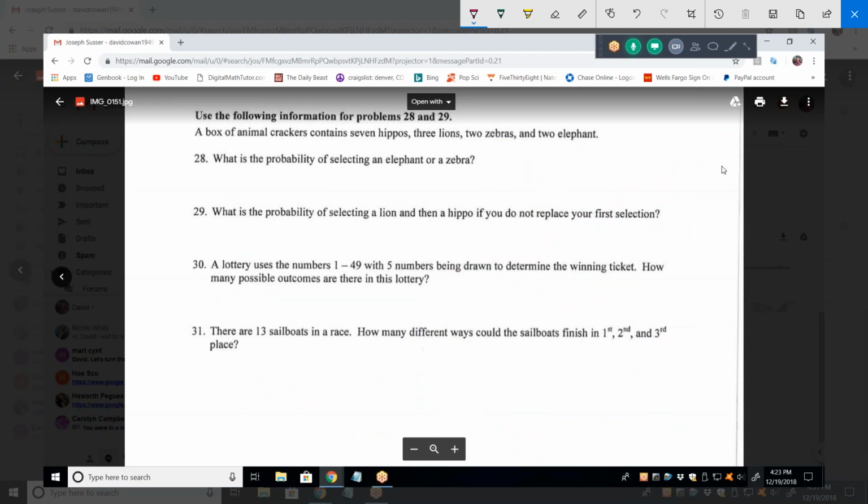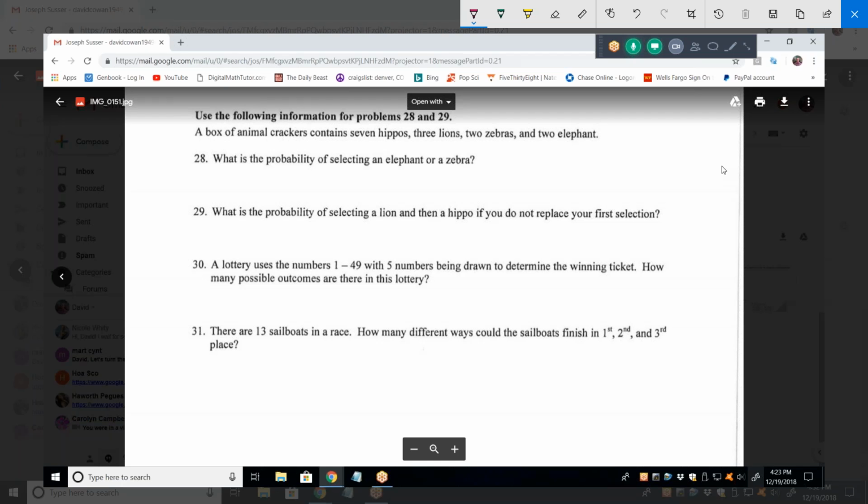There are 13 sailboats in a race. How many different ways could the sailboats finish 1, 2, and 3? That's a permutation, right? Because order does matter. Let's see if we can do it both ways. Let's talk about it as a counting problem first, because all probability and permutations and combinations come down to counting problems. It's just sometimes there are so many that it takes too long to count them all up, and you need to use one of those formulas.